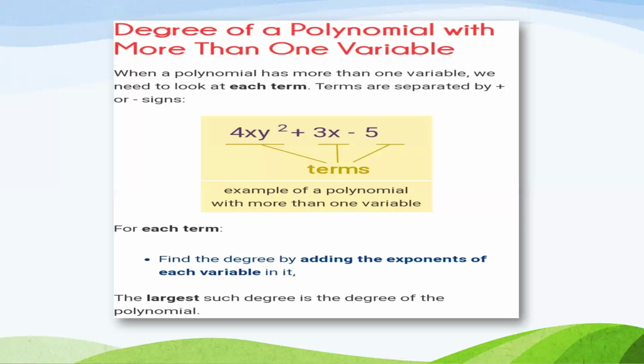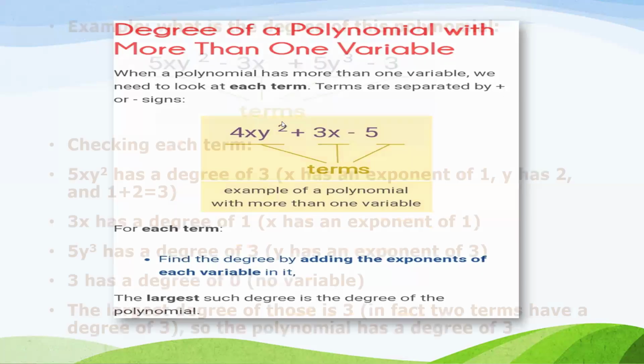In such kind of question, when more than one variable is there, we will find the sum of the powers. We have to find the sum of the powers, and after finding the sum, the highest power will be the degree of that polynomial, right? So the first term contains x and y squared, so 1 plus 2: x has power 1 and y has power 2, so 1 plus 2 is 3. So the degree will be 3.